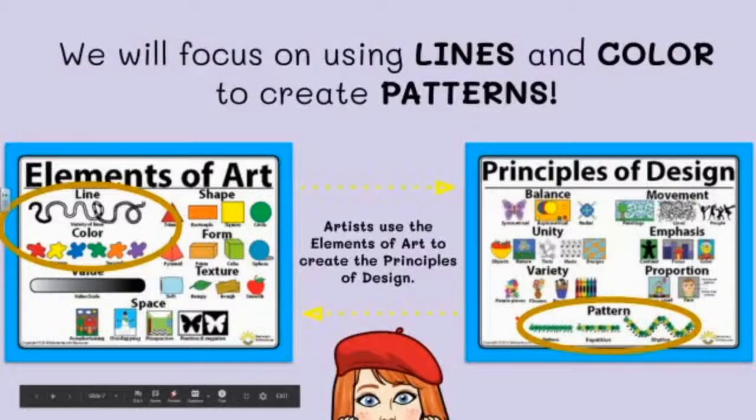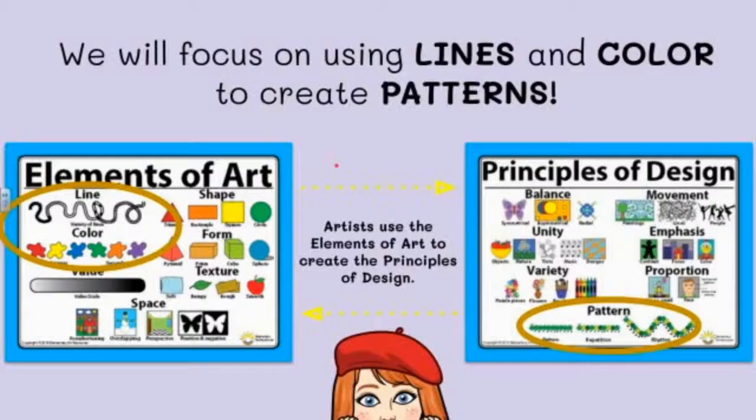So maybe if I had an A-B pattern using color, I could have red be A and yellow be B. So it would be red, yellow, red, yellow, red, yellow. You can have more complicated patterns too. So maybe you'll have 3 colors. Maybe you have red, yellow, blue, red, yellow, blue, red, yellow, blue.